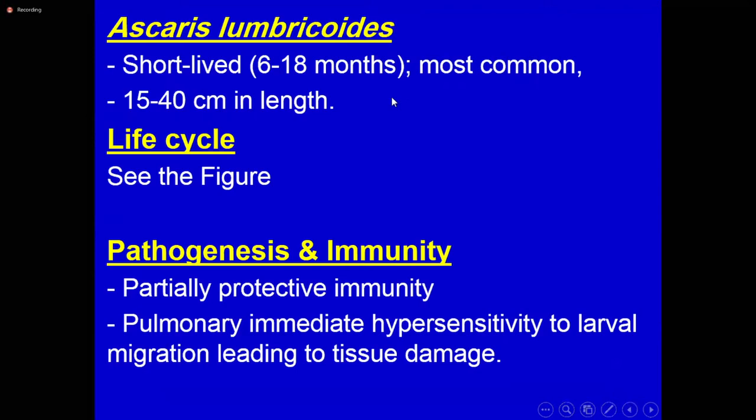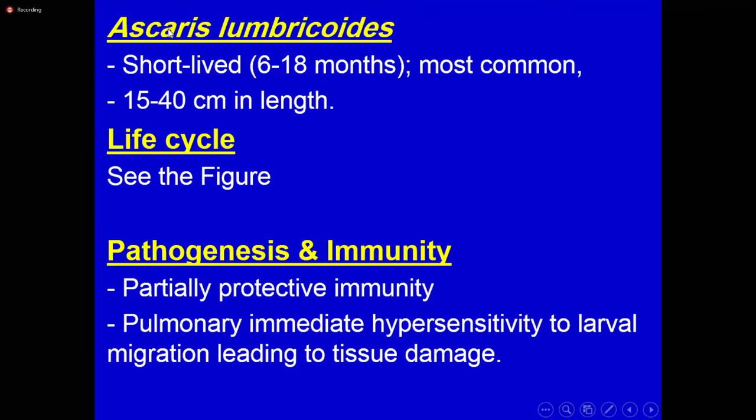Ascaris lumbricoides. Ascaris is very common, especially in the Middle East. Short-lived, they live about 6 to 18 months, and it is the most common worm infestation. Sometimes we don't say infection, we say infestation for parasites, worm infestation. But if you say worm infection, it is not wrong, but infestation is better. This Ascaris worm is about 15 to 40 centimeters in length, not small, approximately a foot. Life cycle, we will see it. Immunity is partially protective.